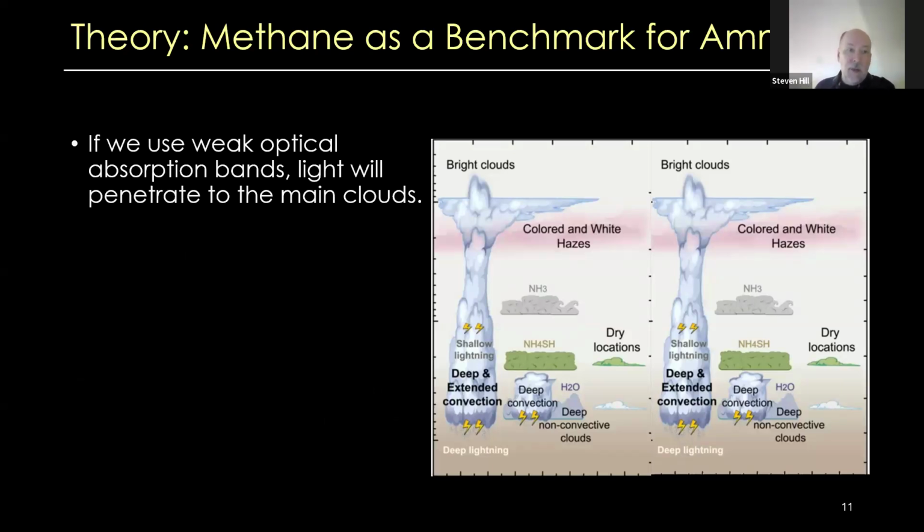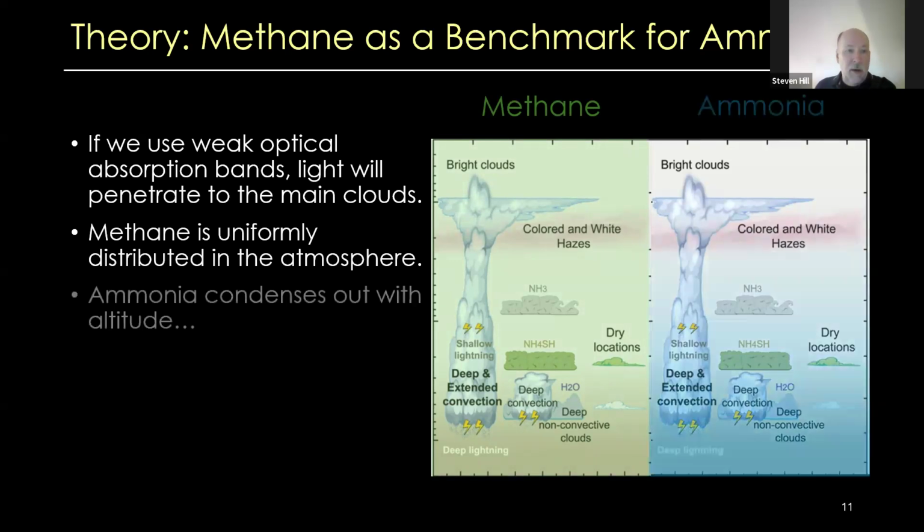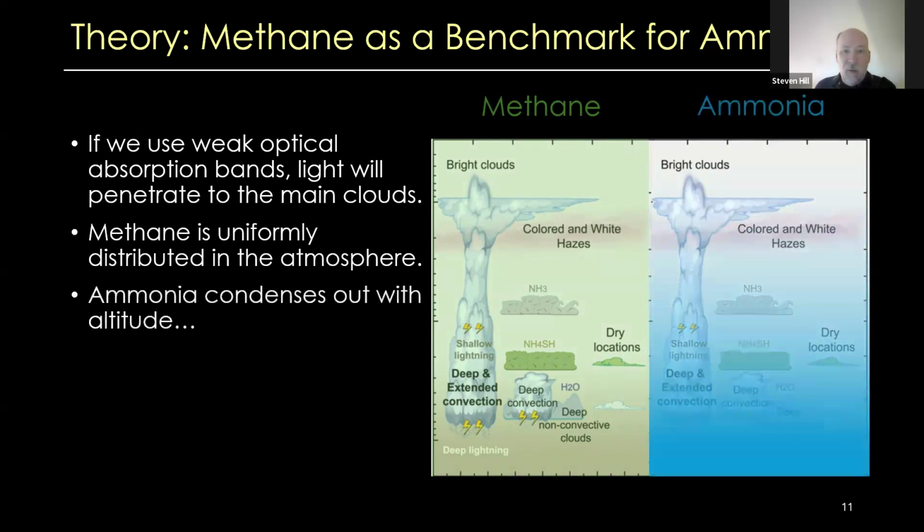Basically, if we use weak optical bands, we know that the light will penetrate to the main cloud deck. As we saw from the contribution functions earlier, we get down to a couple to a few bar in the atmosphere. What we've got is methane has a uniform mole fraction distribution in the atmosphere, and that's just the green overlay there. However, ammonia condenses out with altitude.